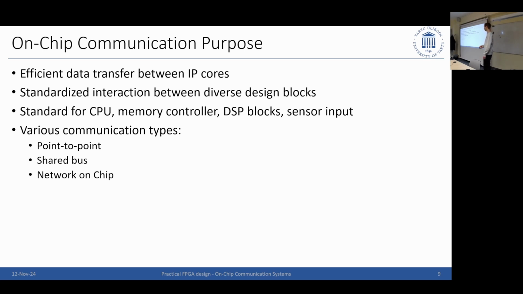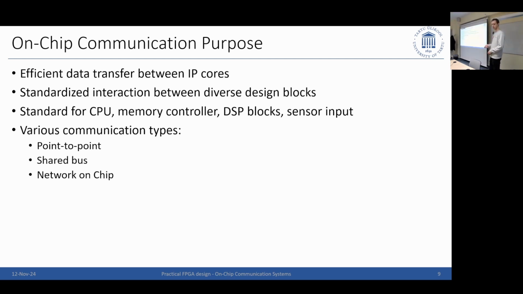Efficient data transfer between IP cores, standardized interaction between diverse design blocks. Of course, not every design block and every IP core uses the same communication interface, so sometimes I need a converter or wrapper on top of that, or I need to find another solution. But we're not going to dive into that too much today.